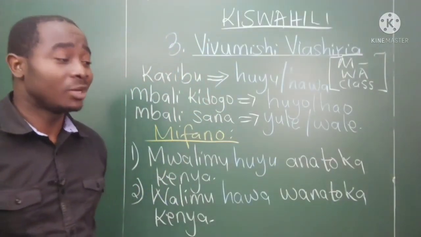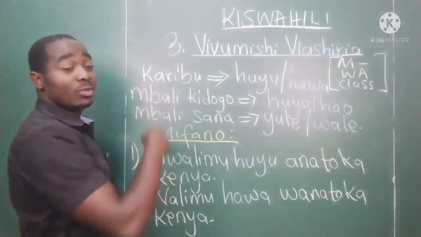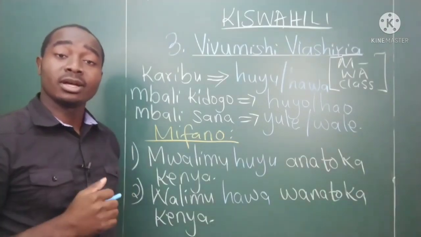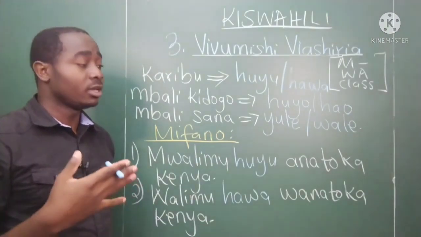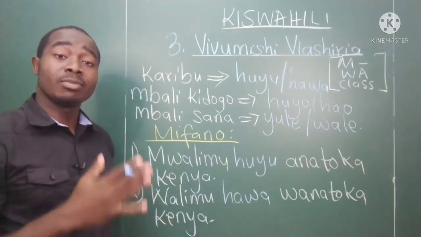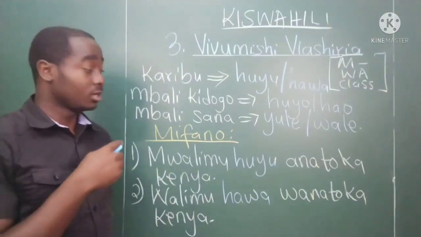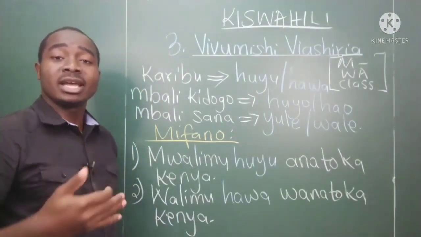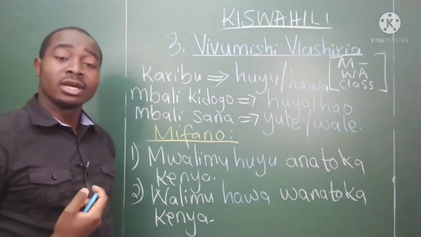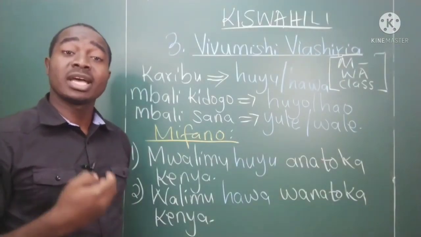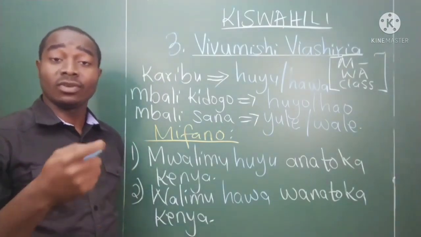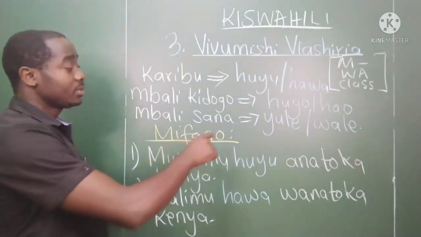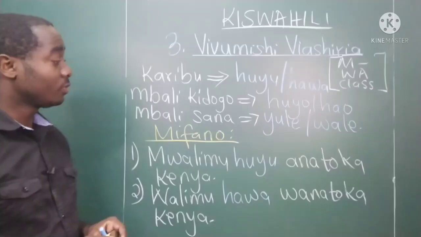I know maybe you are wondering what karibu is here. Karibu means welcome, and it also means near. Mimi nimesimama karibu na ubao. I'm standing near the board. Karibu na ubao. Then karibu also means nearly. When I say karibu nianguke, it means I nearly fell. Karibu has a lot of meanings. So, we have examples for these demonstrative adjectives.